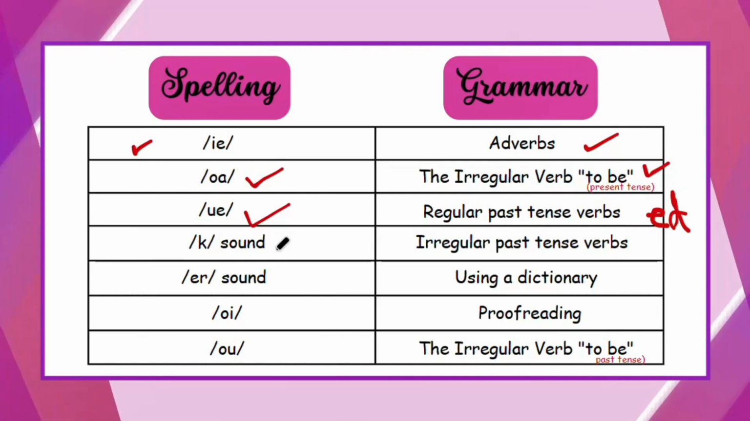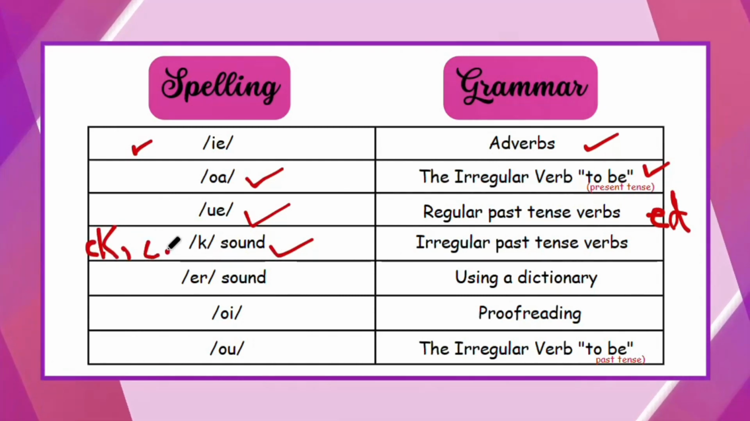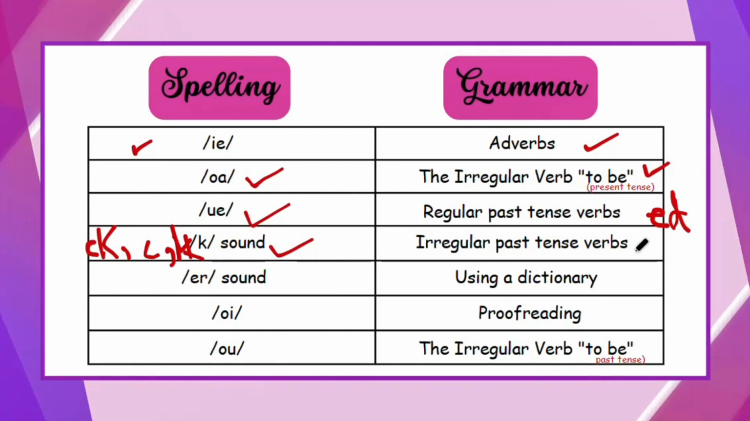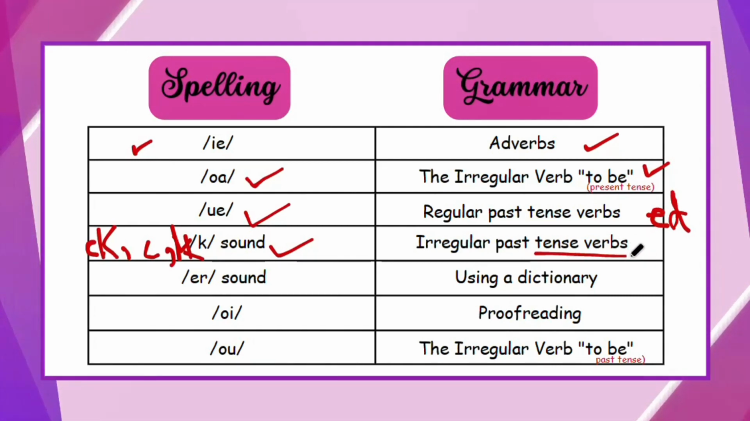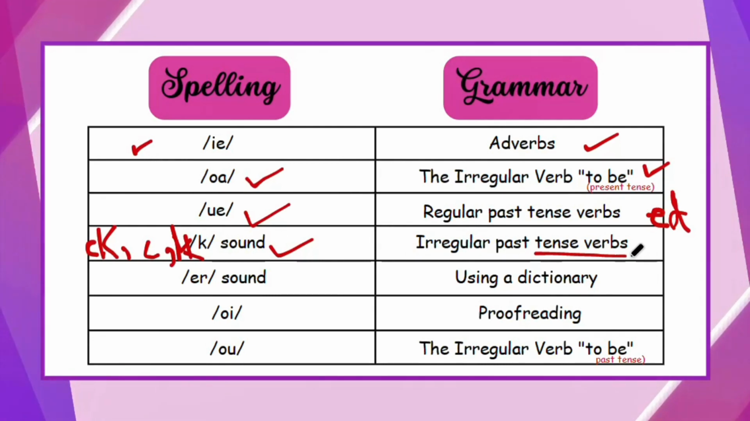Then we have the K sound, different ways of writing the K sound. It can be ck, it can be simply c, it can be k. So all the different ways to write the K sound, right? Irregular past tense. Here you will teach them the words that completely change their spelling. For example, sit becomes sat, drink becomes drank. So they are called irregular past verbs.